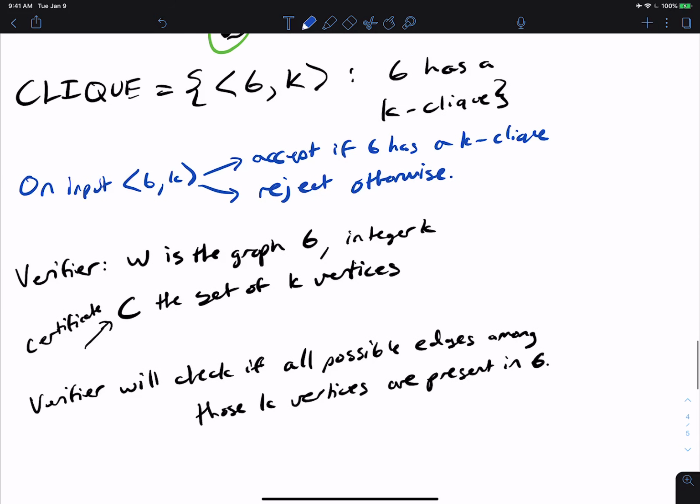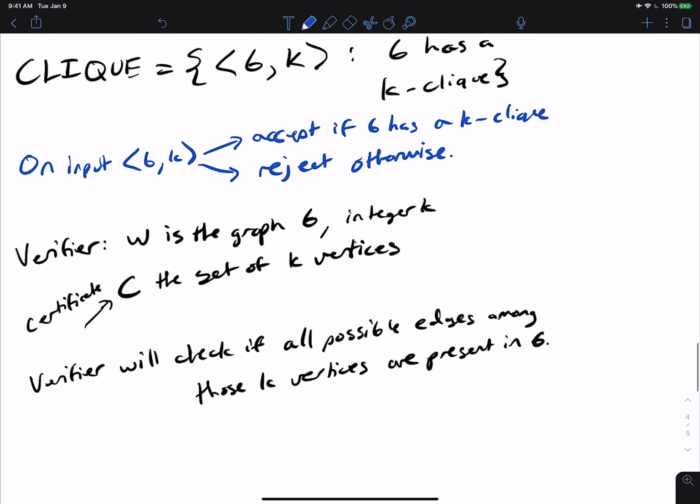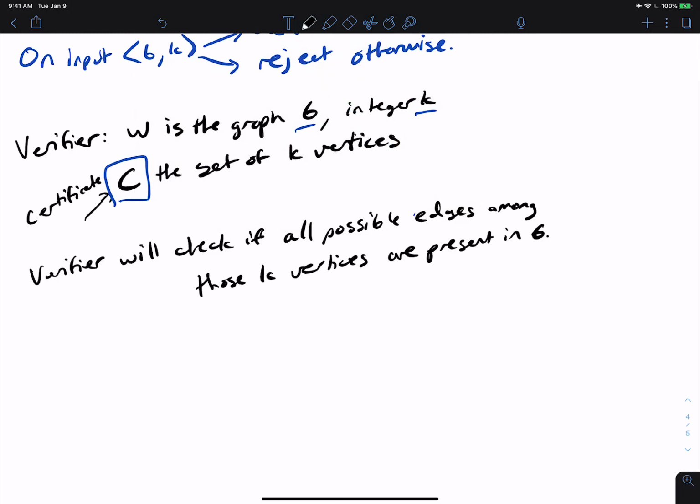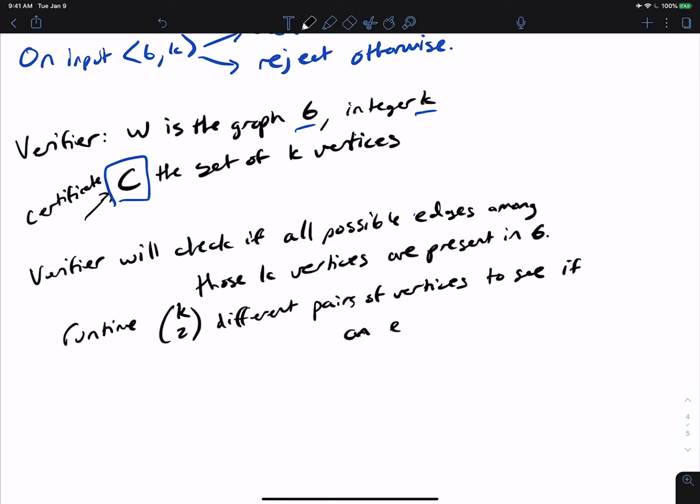So the verifier is just a deterministic machine that runs in a polynomial amount of time for NP purposes, and checks using this certificate. So C is kind of like the proof that the input G, K really is in clique, or whatever NP problem we'll talk about. So let's see, what is the runtime of this? If we want to make sure that it's a polynomial time verifier, we need to make sure it runs in a polynomial amount of time. So what is the runtime here? Well, it is to look at all k choose 2 different pairs of vertices to see if an edge is present.